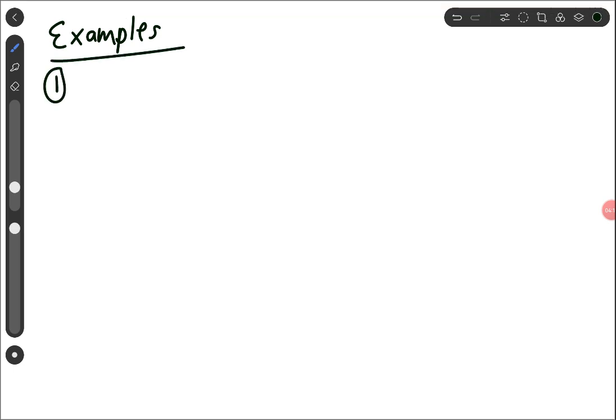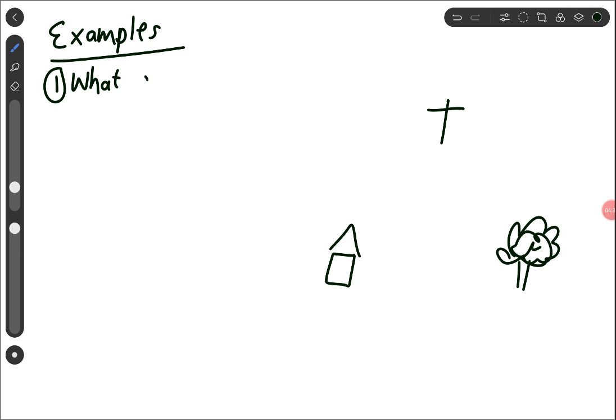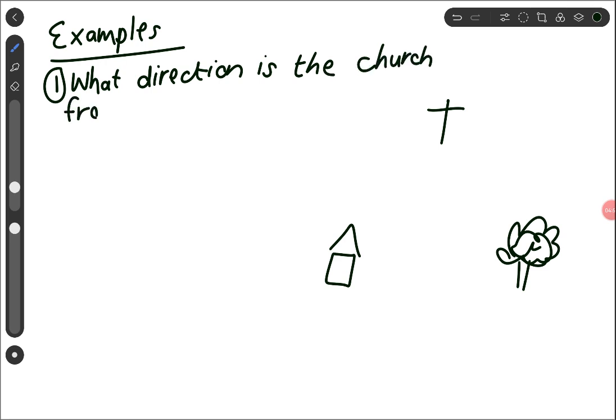Okay, the first example. Let's say they give us a church on a map. This is supposedly from the top on a topographic map or orthophoto, it does not matter. They give you a house and they give you the park. So these are the symbols. And they ask you, what direction is the church from the house?